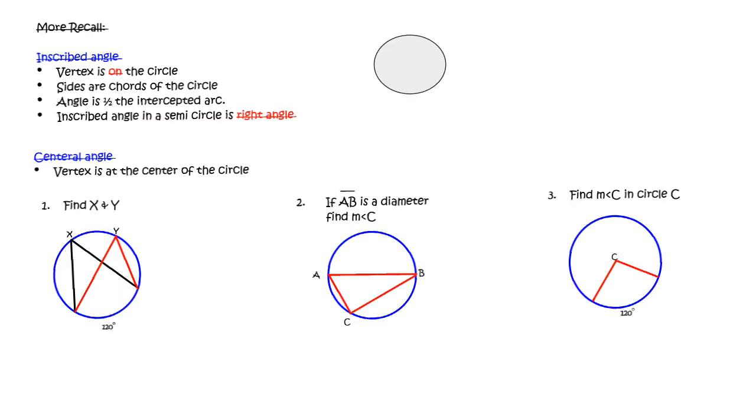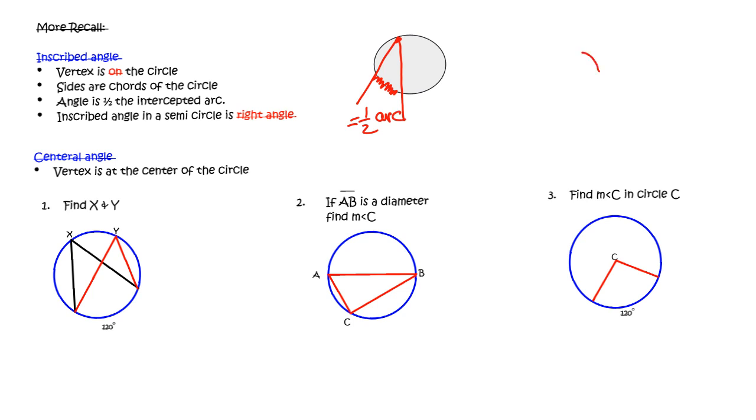An inscribed angle, there's a difference between the inscribed angle and a central angle. With the inscribed angle, the vertex would be anywhere on the circle itself. And with the inscribed angle, it's equal to half of the intercepted arc. So I recommend as soon as you look at an angle, try to figure out where the vertex of that angle is. Whether it's on the circle, then it would be an inscribed angle. And with an inscribed angle, it's equal to half of the intercepted arc.